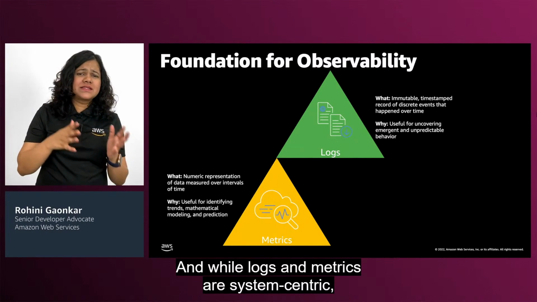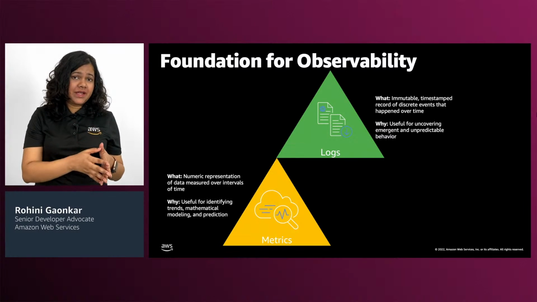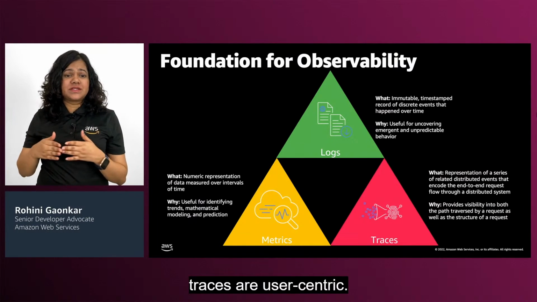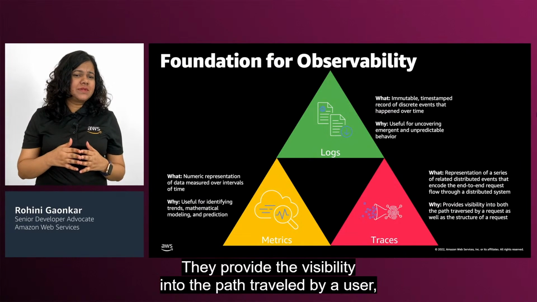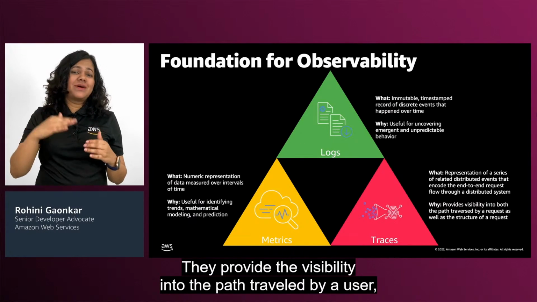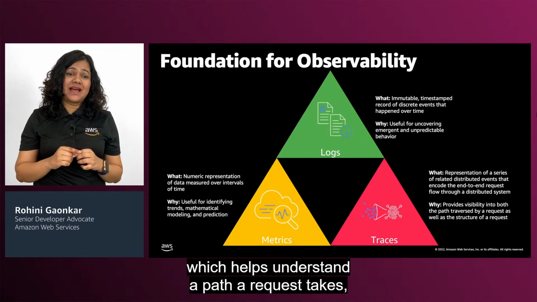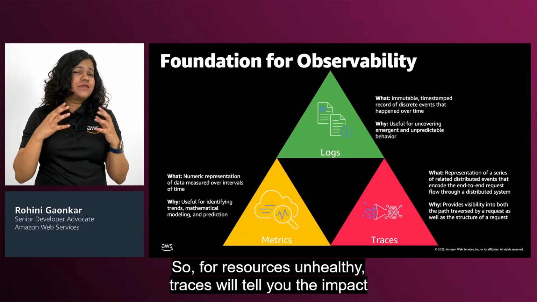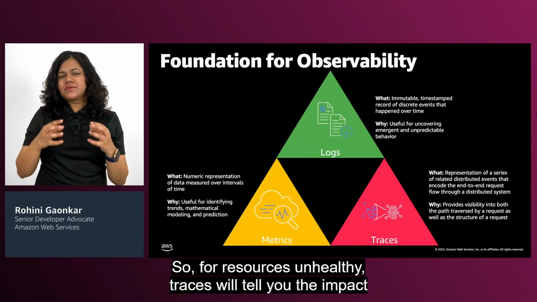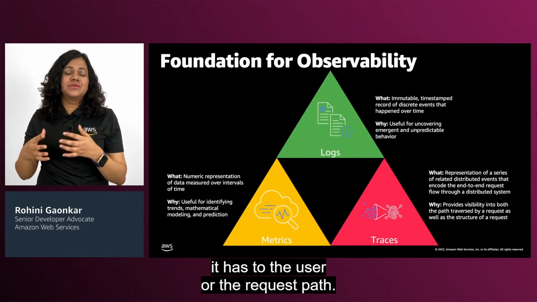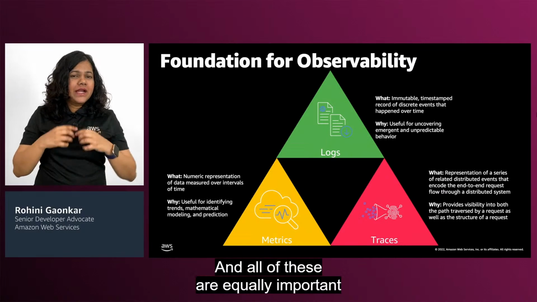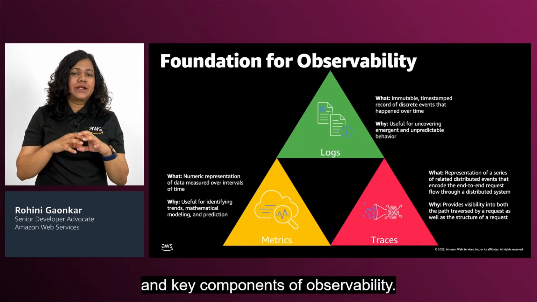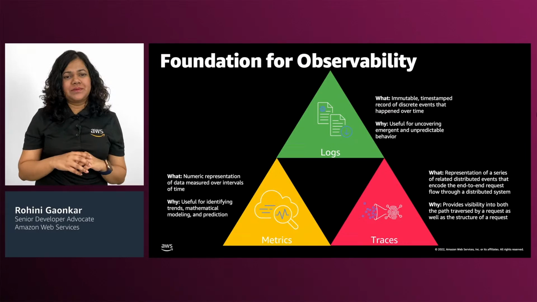If a resource is unhealthy, a log is going to help answer why it became unhealthy. And while logs and metrics are system-centric, traces are user-centric. They provide visibility into the path traversed by a user, which helps understand the path a request takes or the flow that it takes. So if a resource is unhealthy, traces will tell you the impact it has on the user or the request path. And all of these are equally important and key components of observability.